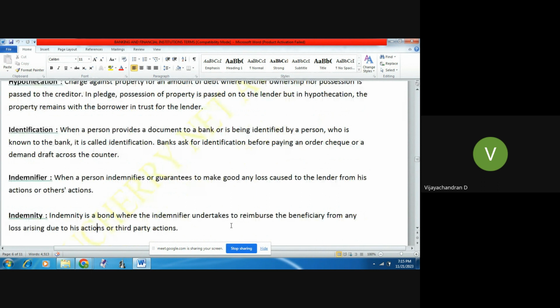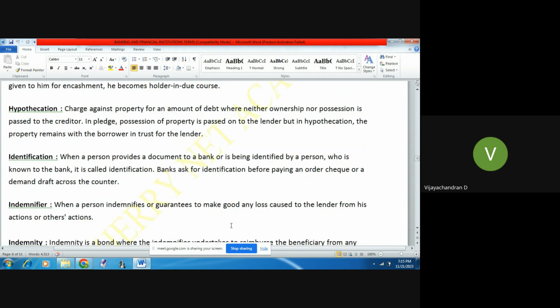Sir, in the hypothecation, even the ownership is not passed? No, ma'am, the title of the goods is not passed. The title will be transferred, ma'am. In your RC book, it will be transferred to the lender. So what we mean by ownership and titleship, sir, both are the same, right? Yes, ma'am. Title and ownership will be one and the same. Title means ownership.